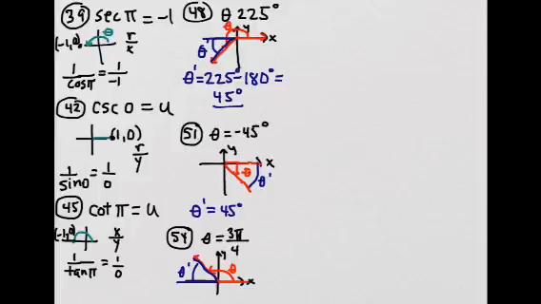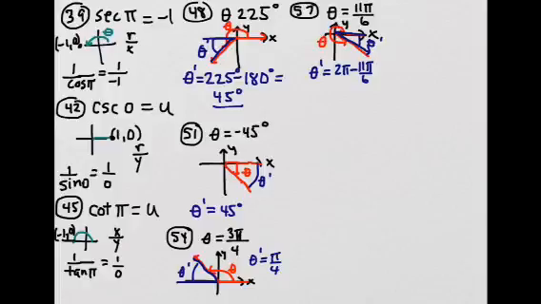Alright, so 54, here's angle theta, which is 3 pi over 4. And the reference angle would be this one right here. Well, if this is 3/4, then we know that this is 1/4, right? Because this straight line is pi. So 3/4, 1/4. So the reference angle is pi over 4.